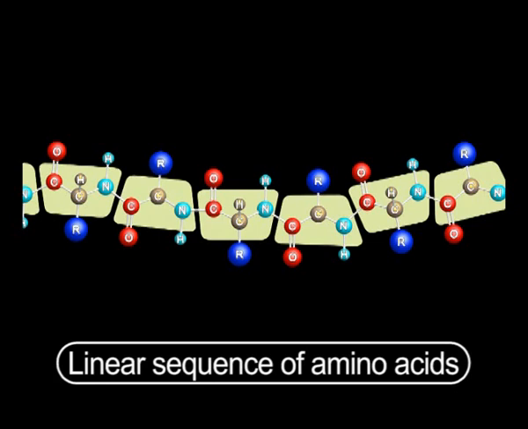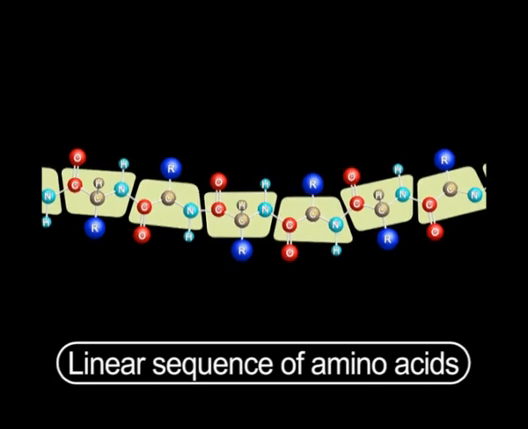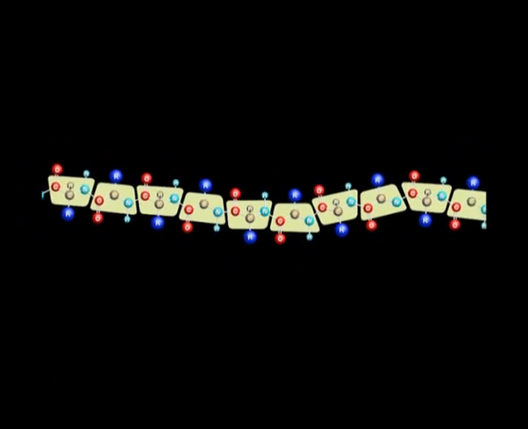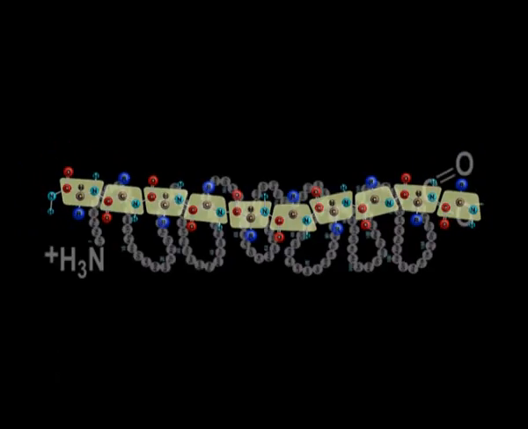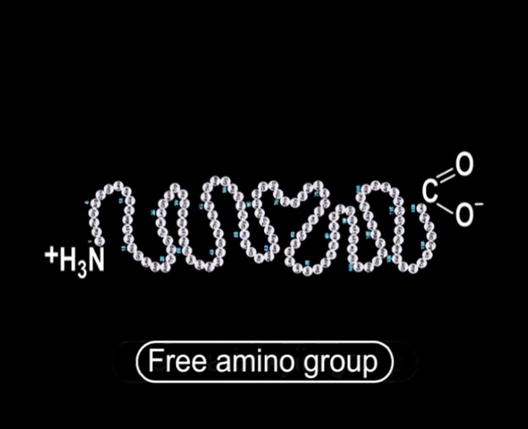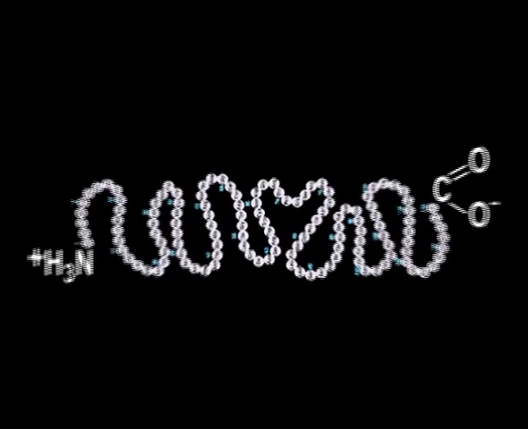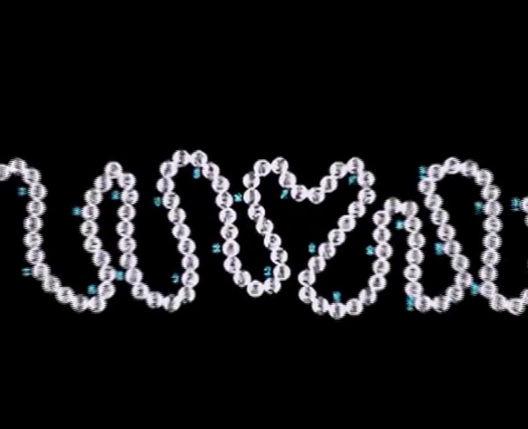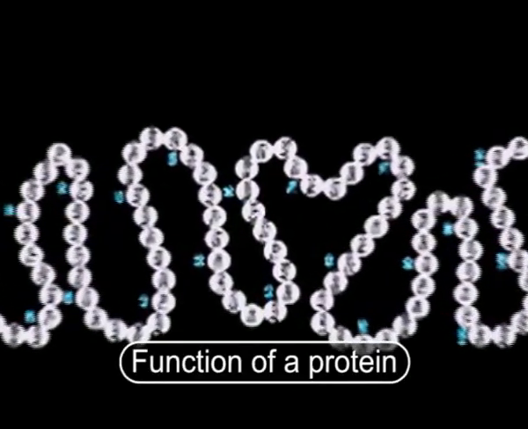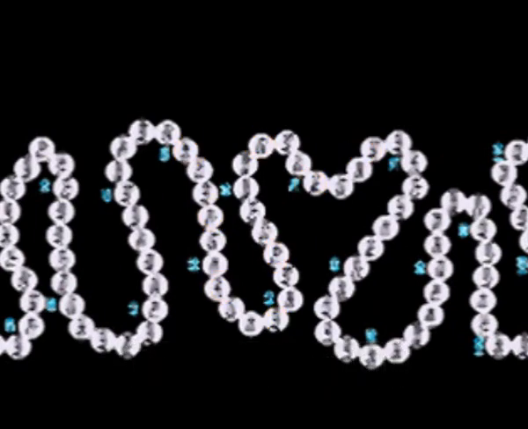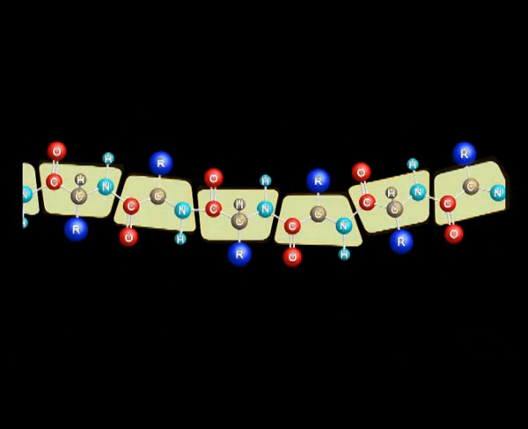The linear sequence of amino acids in a polypeptide chain represents the primary structure. Each polypeptide chain has a free amino group at one end and a free carboxyl group at the other end. This structure is responsible for the function of a protein. This structure is composed of various amino acids held together by peptide bonds.